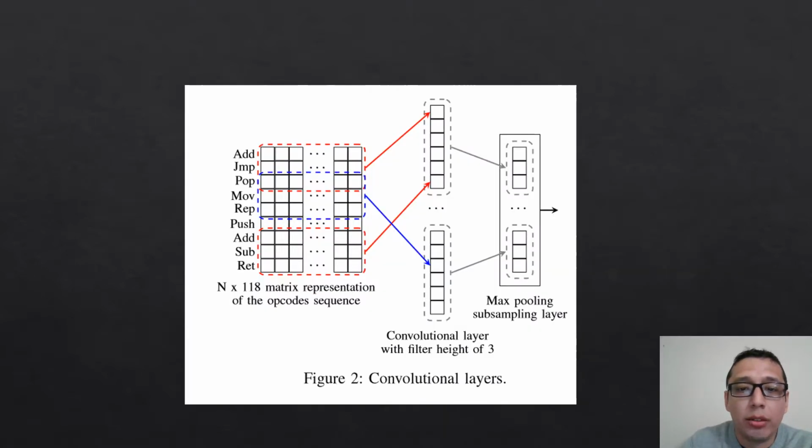Here are details of the convolutional layer. The width of the filters is 118, which is equal to the dimensionality of the opcode, and the height of the filter represents the number of adjacent opcodes, which varies among different variants of the model. The filter heights 2, 3, 4, and 5 were experimented with, with 10 feature maps each. The height 3 gave the best result.